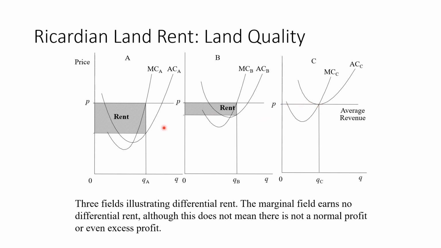The point is that the government could take away these rents, these shaded areas, without changing the amount that these farms would produce. And they would still get normal profit.